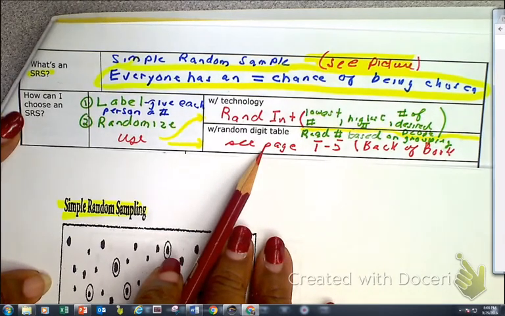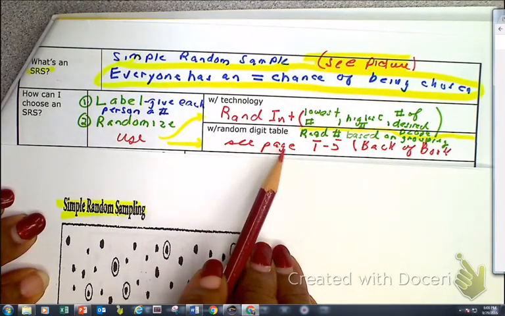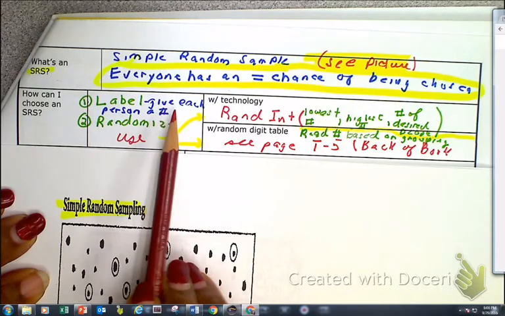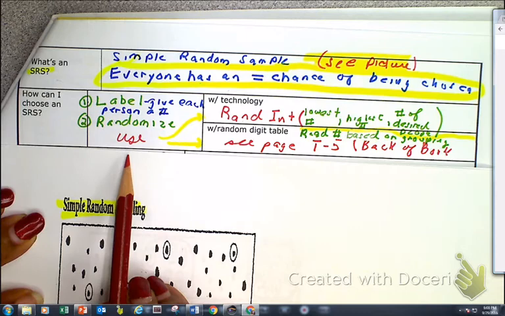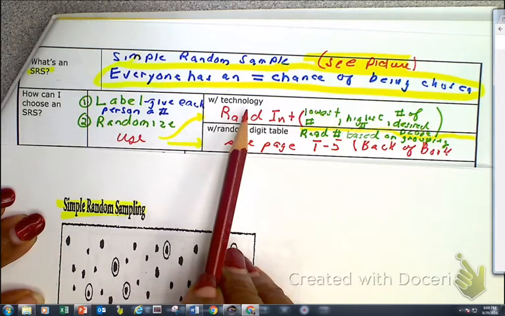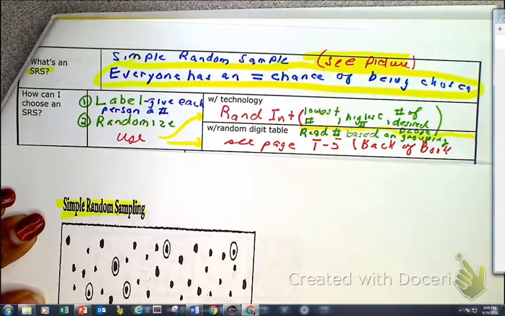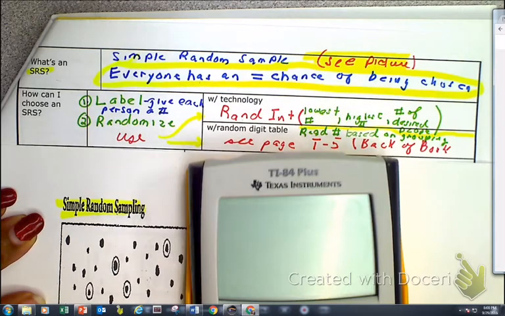Now, if I do it with technology or a random digit table, I have to label, give everybody a number. That's the first step. And then I have to randomize. Randomizing is using the technology and the random digit table. So let's look at technology first.